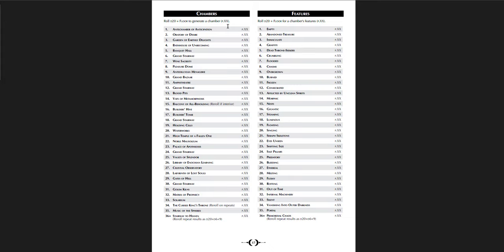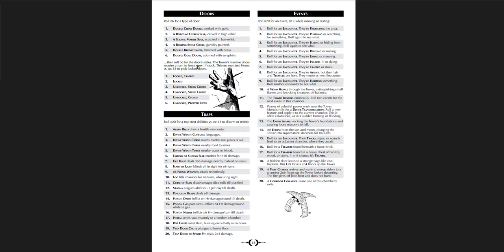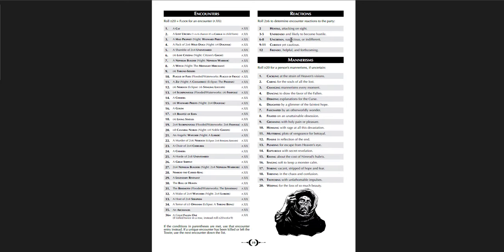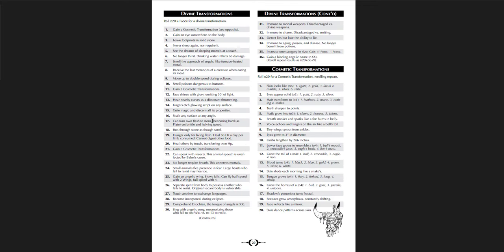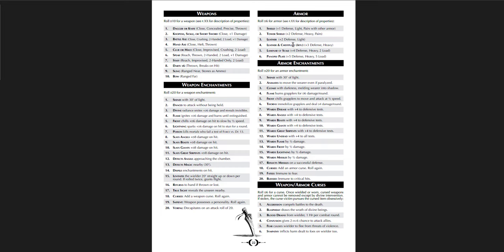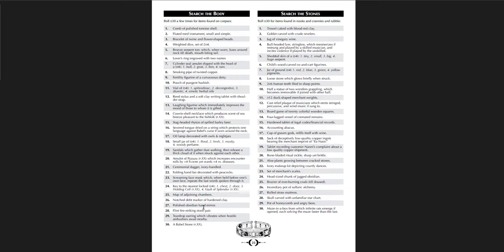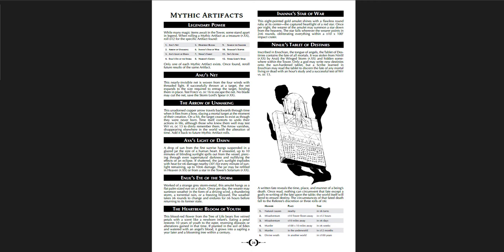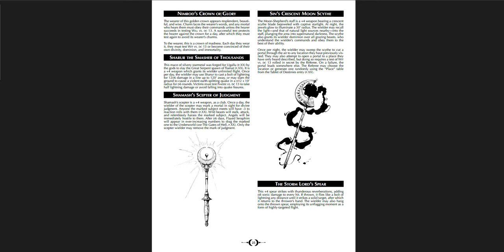And then the features of each room, right? So you roll for this, and then you roll for the features of the room. And then you get the doors for the room, the traps that are available there, the events that can be happening there, the different encounters you can have, the reactions of those encounters, and the mannerisms if you need, divine transformations if one has occurred, and cosmetic transformations, as well as some treasures, weapons, weapon enchantments, armor enchantments, weapon armor curses, search the body table, search the stones table, and then mythic artifacts you can find, particular artifacts to be found in here. Nimrod's crown of glory, the Storm Lord's spear, Shamash's scepter of judgment.